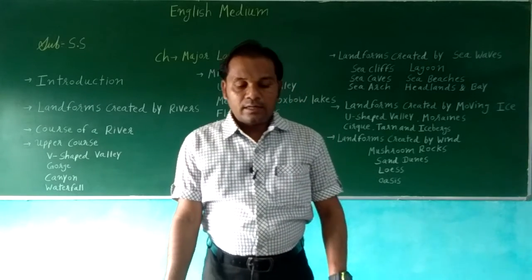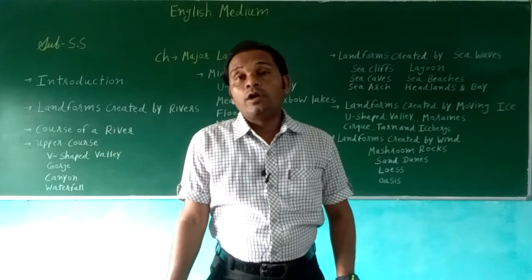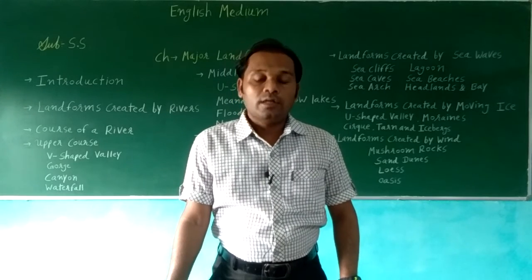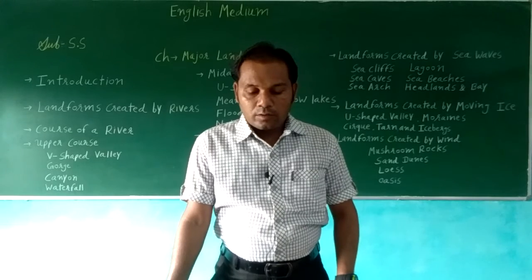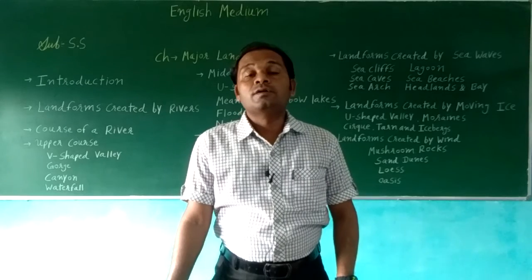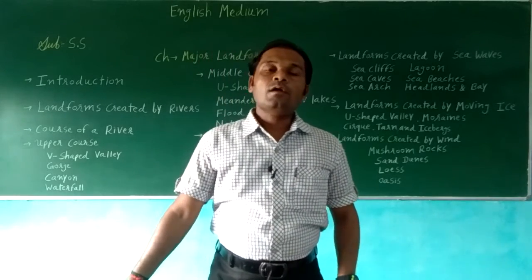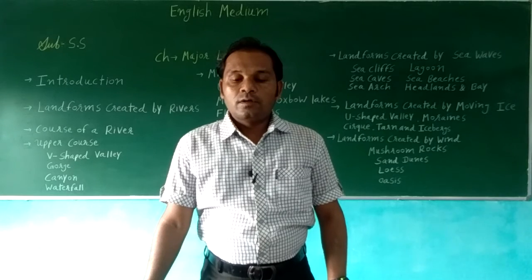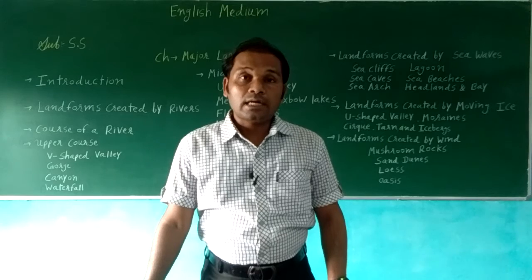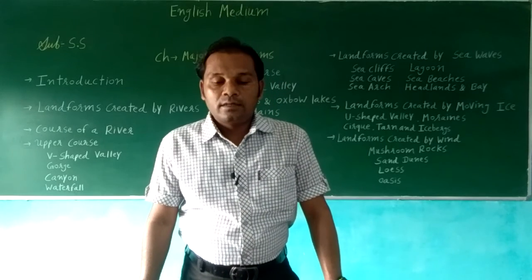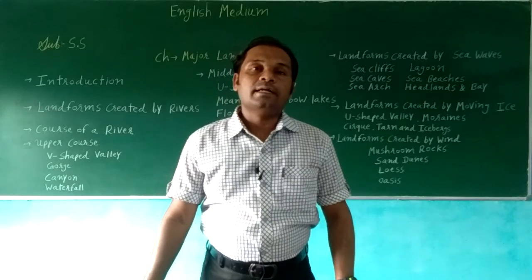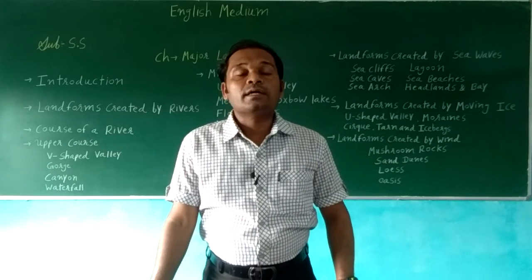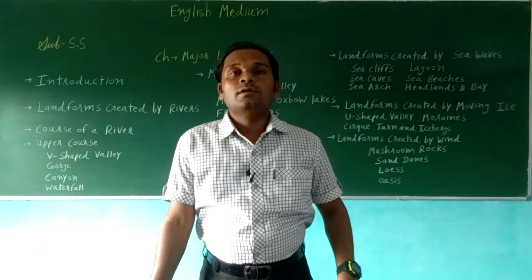Then canyons. A canyon is a large valley with steep walls formed by flood water, and it is called a canyon valley. An example is the Grand Canyon in Colorado, USA. Then there is the waterfall. When a cascade of water falls from a great height over steep valley sides, with great speed from the mountains, that is called a waterfall.